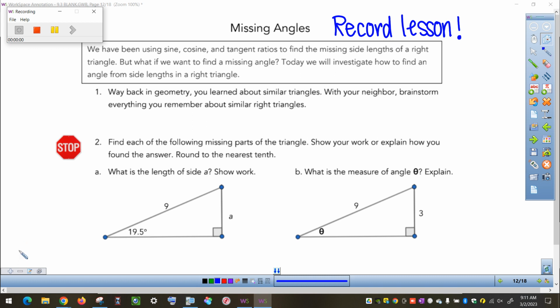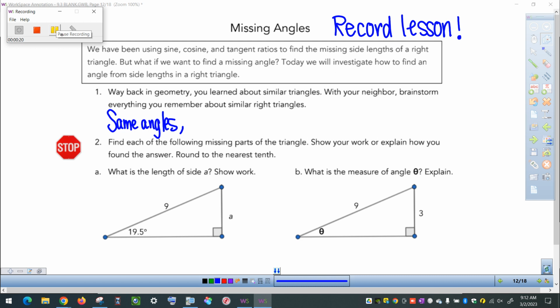All right, so it says way back in geometry, you learned about similar triangles. With your neighbor, you're going to take a little bit of time here to brainstorm everything you remember about similar right triangles and write that information in the space below. Okay, so they have the same angles.